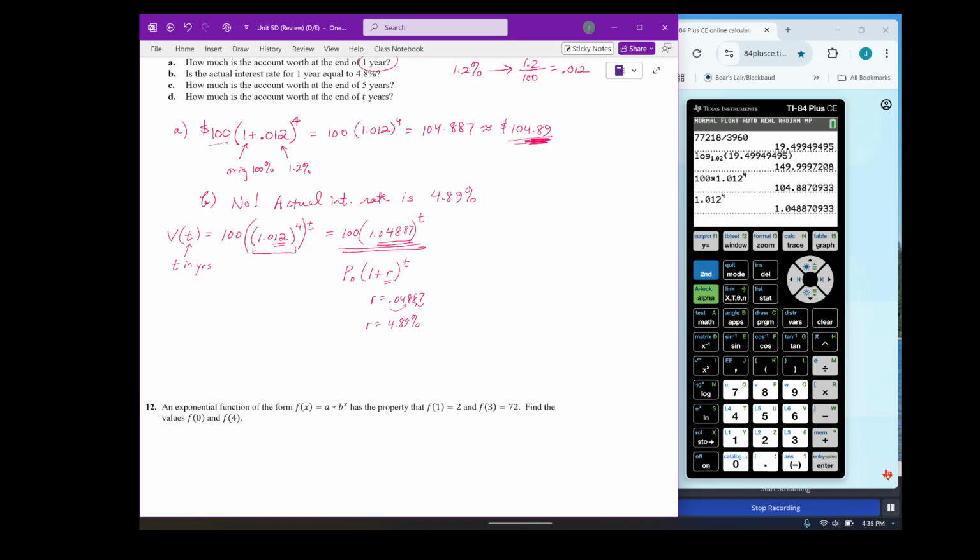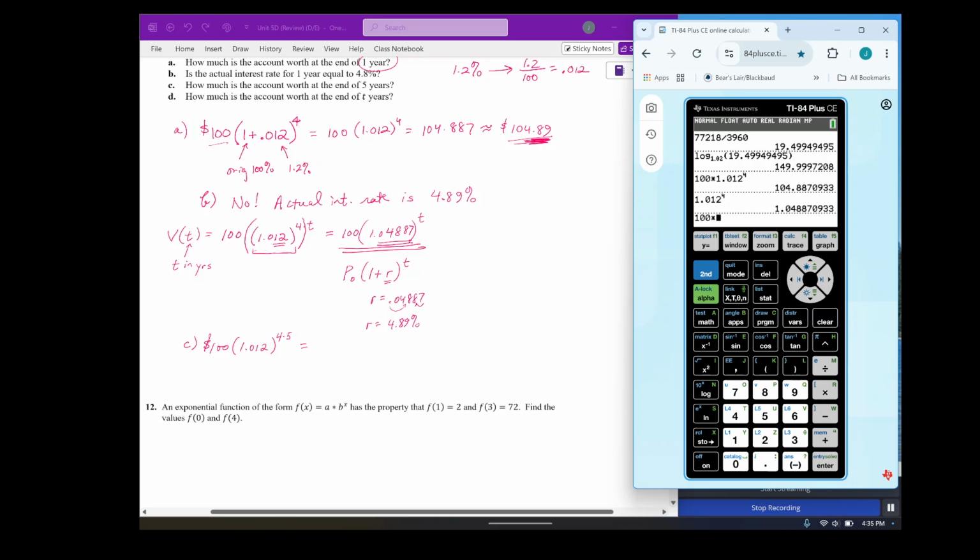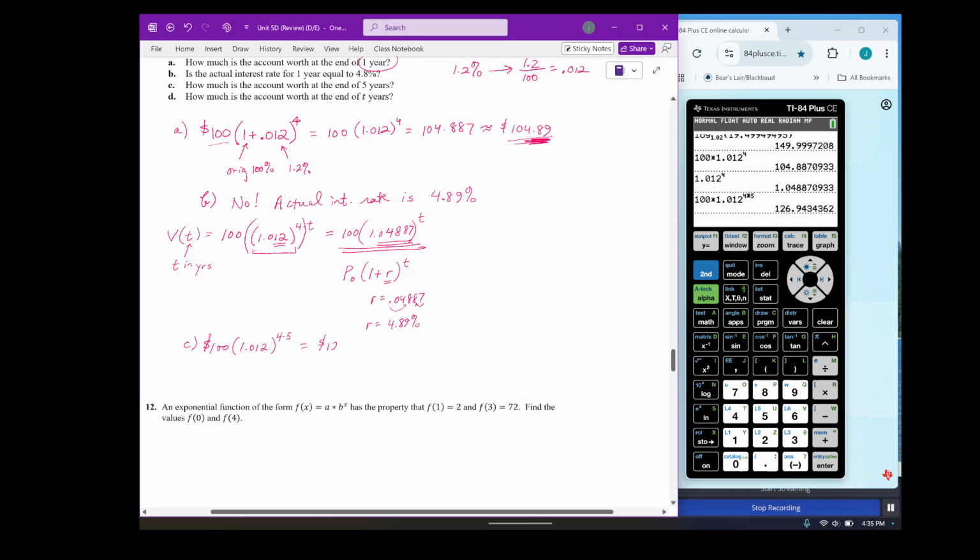This will come up again in the very last problem, just so you know. How much is the account worth at the end of 5 years? That's going to be $100 times 1.012, and then 5 years is 4 times a year times 5 years, so to the 20th. So that's 100 times 1.012 to the 4 times 5. So that's $126.94.